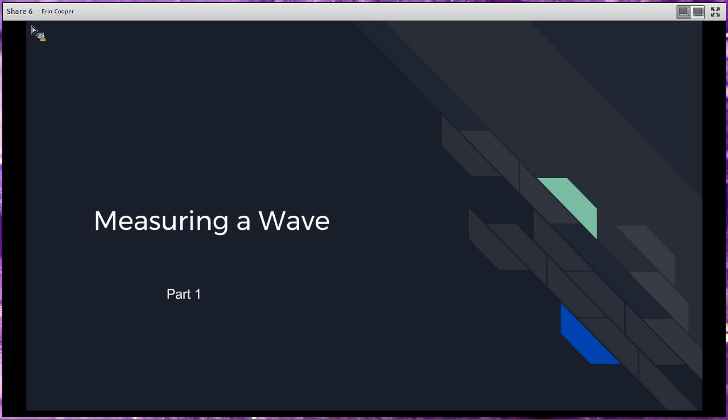All right, now that you've had an intro into waves themselves and kind of how they work and what their parts are, we're going to take a look at measuring a wave. And we're specifically going to be looking at things like wavelength and frequency and prop speed today. So this is measuring a wave part one.